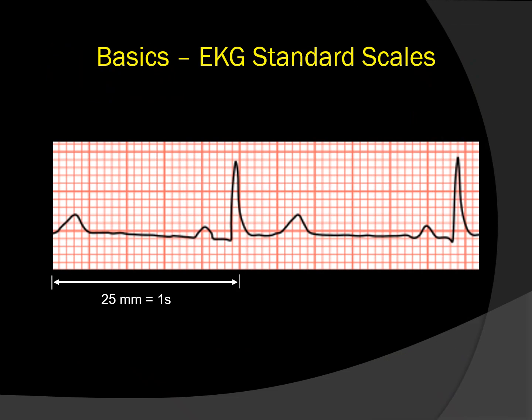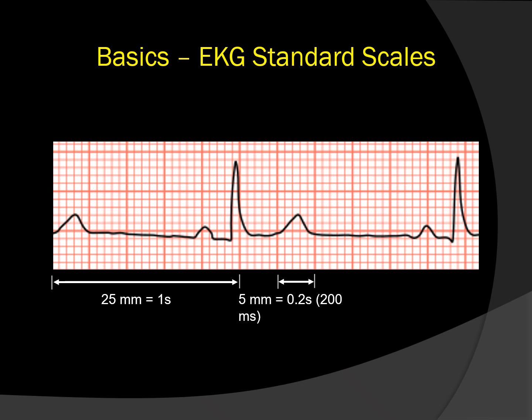The standard paper speed for EKGs and rhythm strips is 25 millimeters per second. On occasion, there may be a reason to slow down or speed up the paper speed. One should be aware that the rhythm will appear much slower with a fast paper speed and vice versa. Therefore, with standard paper speed, every 25 millimeters represents 1 second.